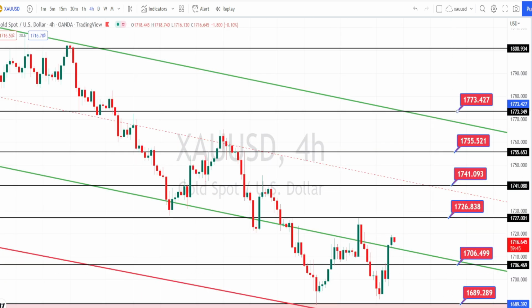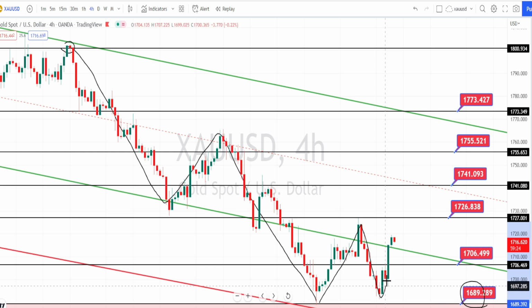When we look at the price action in 4 hours time frame, after testing this resistance line of the bearish channel pattern from the daily time frame, we are noticing the price action to continuously trend on the bearish side, and it has taken support on the support level of 1689. Currently we are noticing the price action in 4 hours time frame also to be trading on sideways momentum.